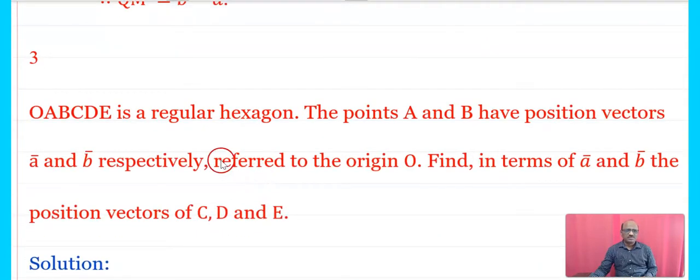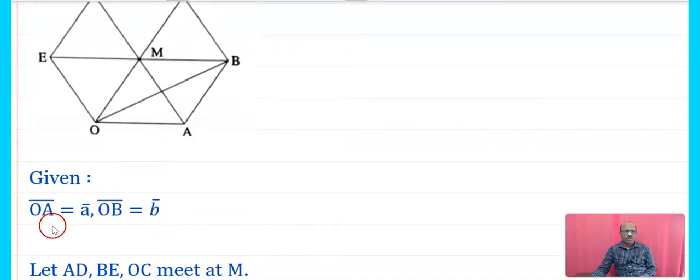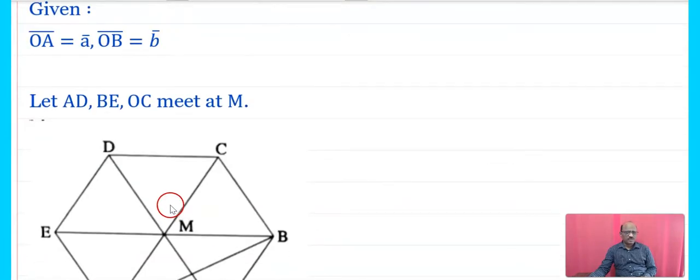Now question number 3. O, A, B, C, D, E is a regular hexagon. The points A and B have position vectors a bar and b bar respectively, referred to the origin O. Find in terms of a bar and b bar the position vectors of C, D and E. Now here we want to find the position vectors of C, D, E. First of all, OA bar is equal to a bar, OB bar is equal to b bar.